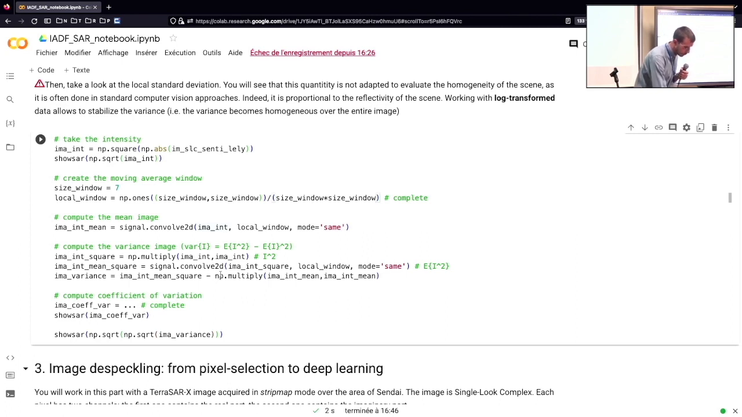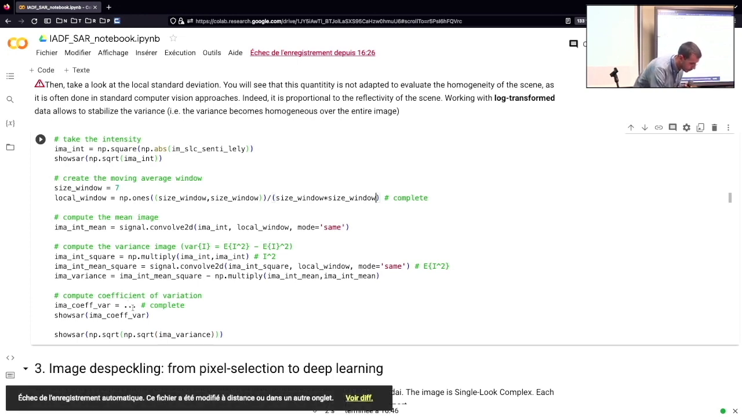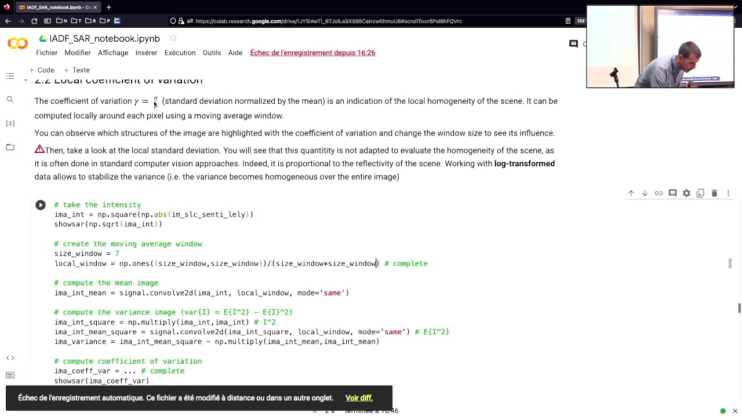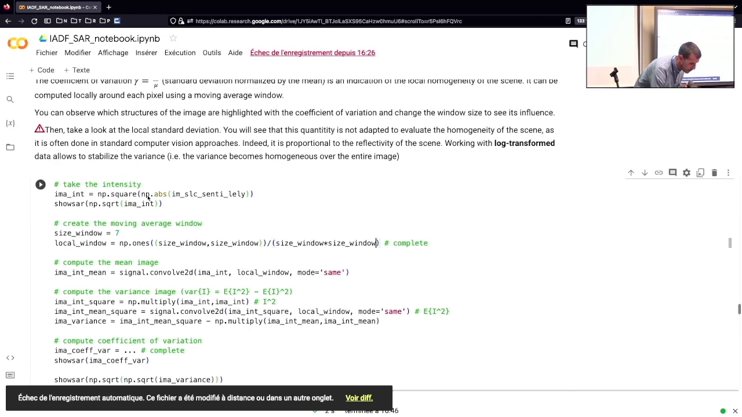Then I'm going to compute the variance, which is the subtraction between the mean of the squared intensity minus the mean of the intensity to the power of 2. And finally, I can compute my coefficient of variation, which is just the ratio between the standard deviation and the mean.